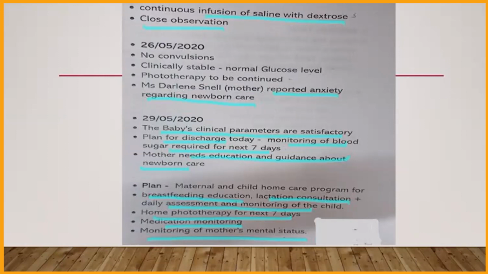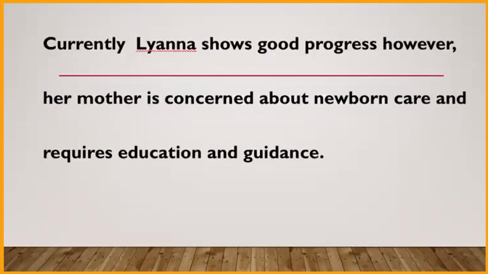Is that clear? Yes, ma'am. Nothing else to write here. Need to mention anxiety, ma'am? That's in the plan. Her mother is concerned. Okay. Yeah, currently, Liana shows good progress. However, her mother is concerned about newborn care and requires education and guidance. Her mother is anxious. It's the same meaning as concern. It is better. If you write concern, it's much better. So this is about the 26th and the 29th together. Yes or no? Yes, ma'am.